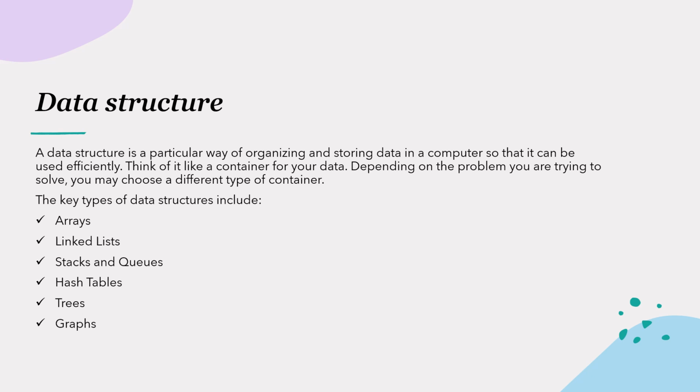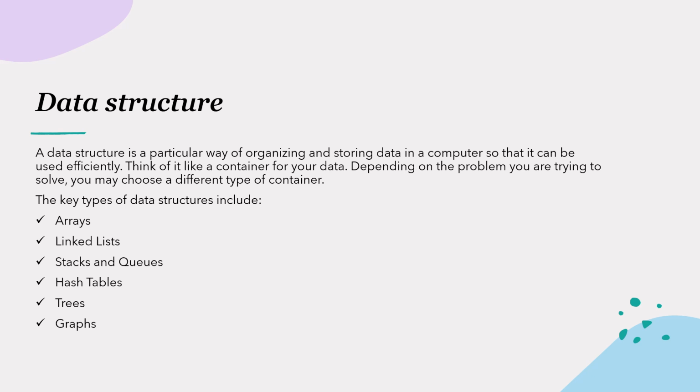What is a data structure? A data structure is a particular way of organizing and storing data in a computer so that it can be used efficiently. Think of it like a container for your data. Depending on the problem you're trying to solve, you may choose a different type of container. Imagine you're managing a library. You could organize the books by title, author, genre, or the year they were published. The way you organize the books represents your data structure.